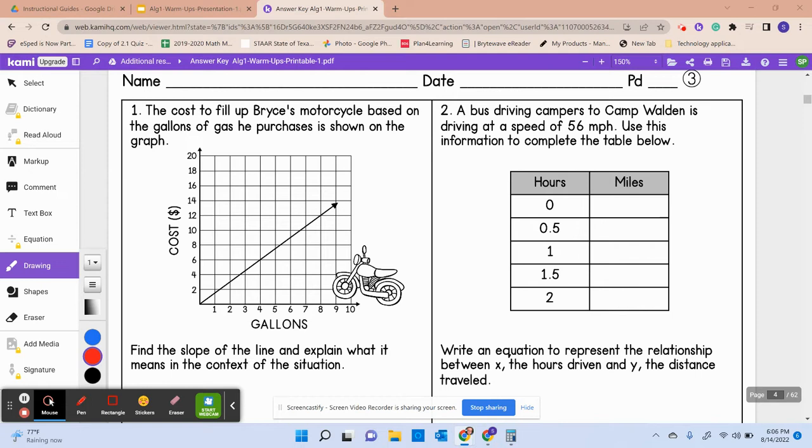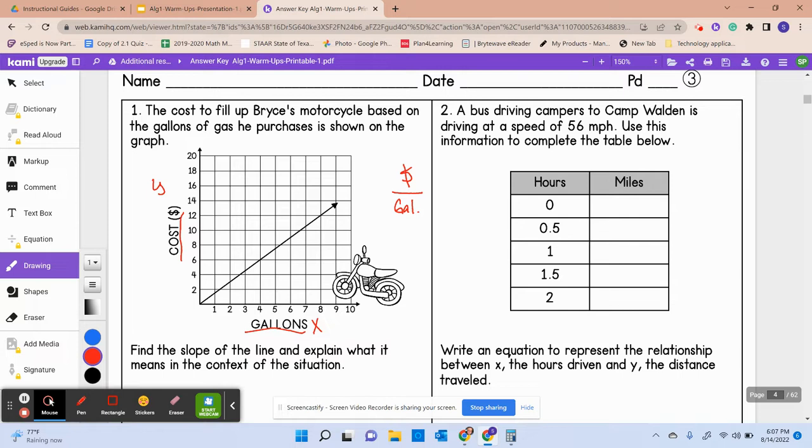Okay, so warm up number 3. The cost to fill up Bryce's motorcycle is based on the gallons of gas purchased shown on the graph. So here on the bottom, you can see gallons. Here on the side, you see cost. So if I were still thinking about my Y and my X, then I would know that it is dollars per gallon.